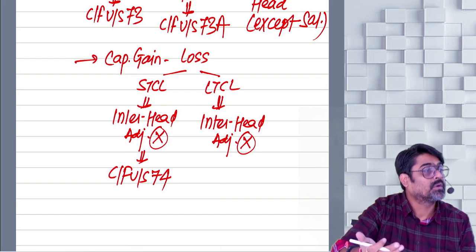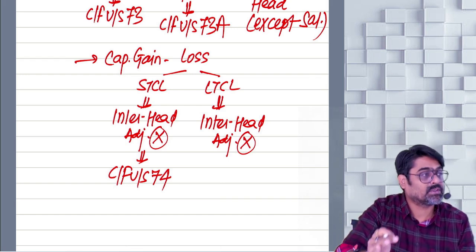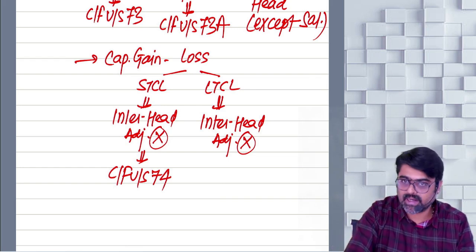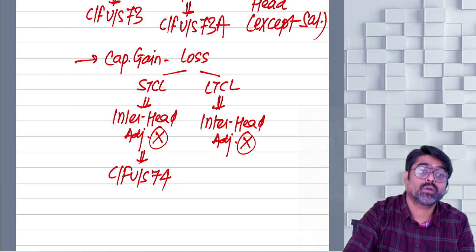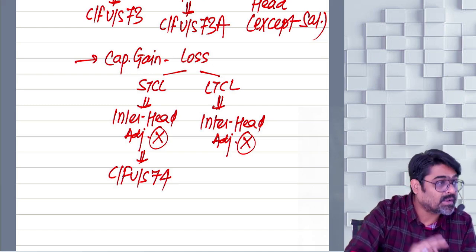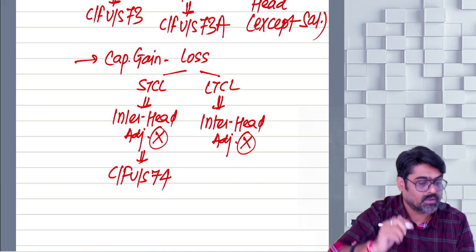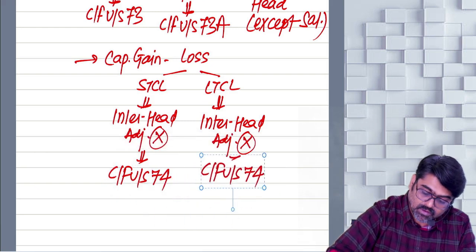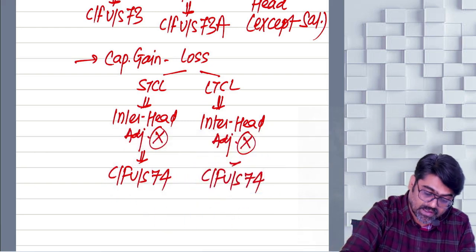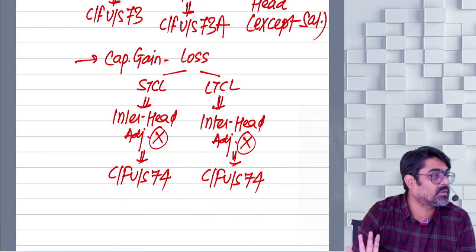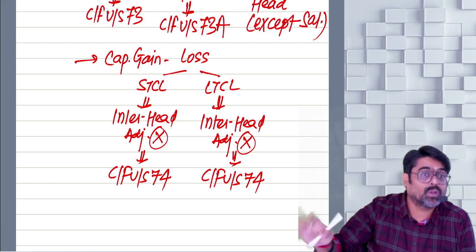Long-term loss is adjusted within the head only against long-term gain, not even against short-term gain. If it cannot be adjusted within the head, what are we going to do? We are not going to allow it against other heads of income. Directly carry forward. Will you remember all these things? Because all these things are very, very important. If you will not remember all these things, you will not be able to solve a single question. So learn all these things by heart.